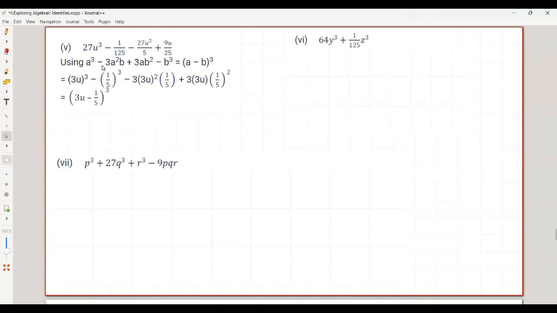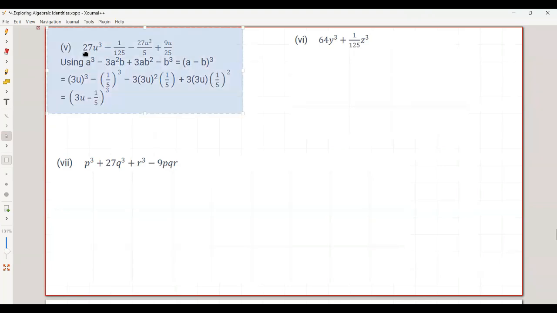So a cube minus 3a square b plus 3ab square minus b cube is equal to a minus b the whole cube. So we are going to use the formula a minus b the whole cube. This we can write as 27u cube as 3u the whole cube minus 1 by 125 you can write as 1 by 5 the whole cube. Our aim is to find out what is a and b.